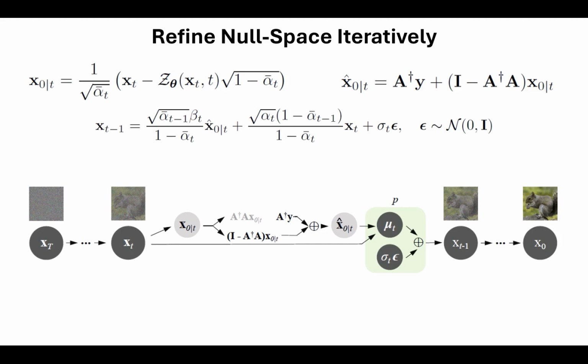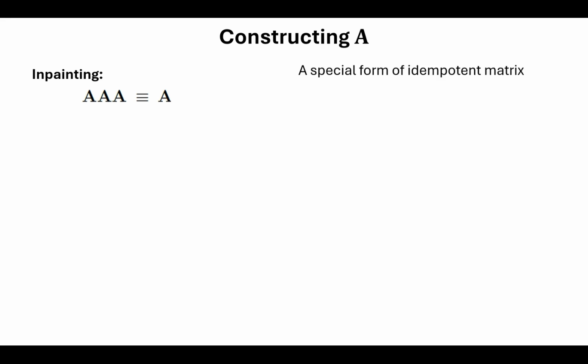Now you might wonder how we can reach matrix A and A dagger to use it in the denoising step. For constructing matrix A, we define a unique one per image restoration task. For inpainting as an example, we have this constraint that if we multiply the matrix A 3 times, we should get the original matrix A. And in general, in linear algebra, we have a concept called idempotent matrix, that you can multiply by itself no matter how many times and you still get the same matrix. But here is a special form of it, because what we care about is 3 times multiplication, not more or less.